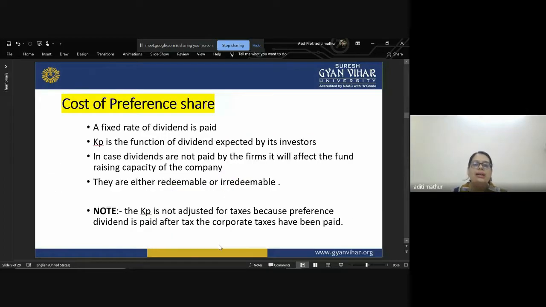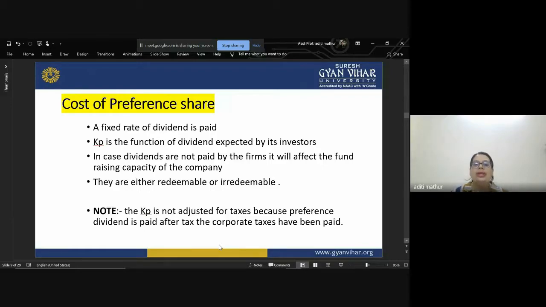Now, let us learn how to calculate cost of preference share. Before that, let us recap what preference shares are. Preference shares are those shares which are paid before the payment of dividends to equity shareholders. They have a fixed rate of dividend to be paid. Cost of preference share is a function of the dividend expected by its investors. In case dividends are not paid by the firm, it will affect the fund-raising capacity of the company.